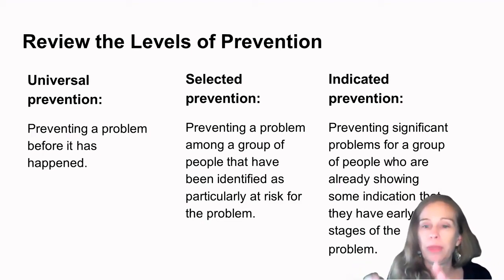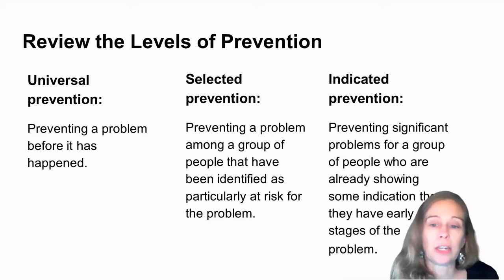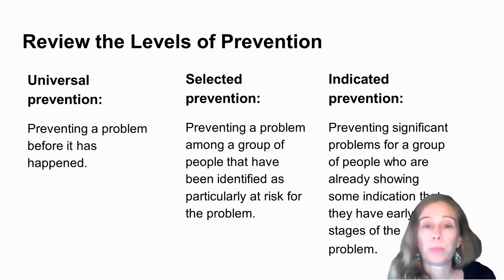A lot of times people think of this as the intervention stage, but really what we're trying to do is prevent further issues. If we're catching it on the early side, we can maybe prevent a young person from going into the juvenile justice system or into the child welfare system.